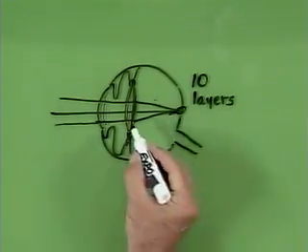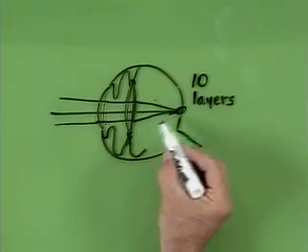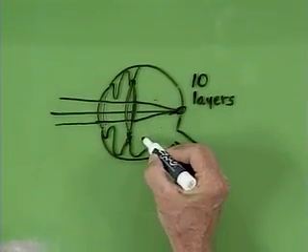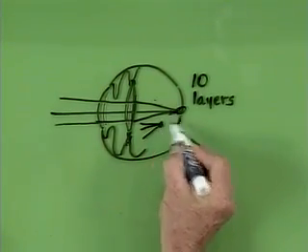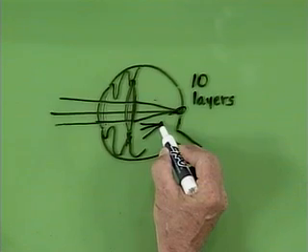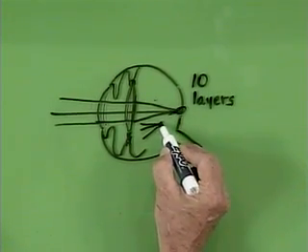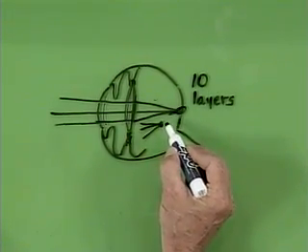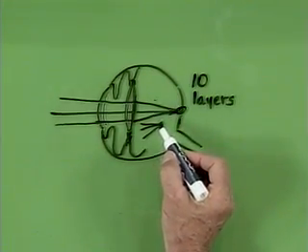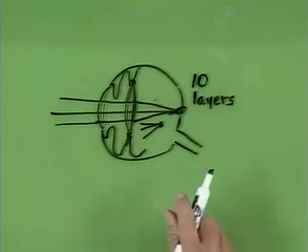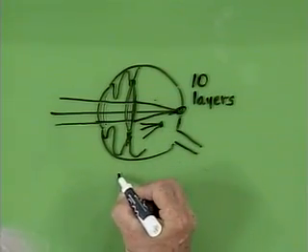However, if the light rays are being bent too much, then we might have that focal point someplace in front of the retina. Maybe the retina's clear back here and it's happening clear up here. If the light rays are being focused at a point in front of the retina, we have a condition called myopia, or nearsightedness.